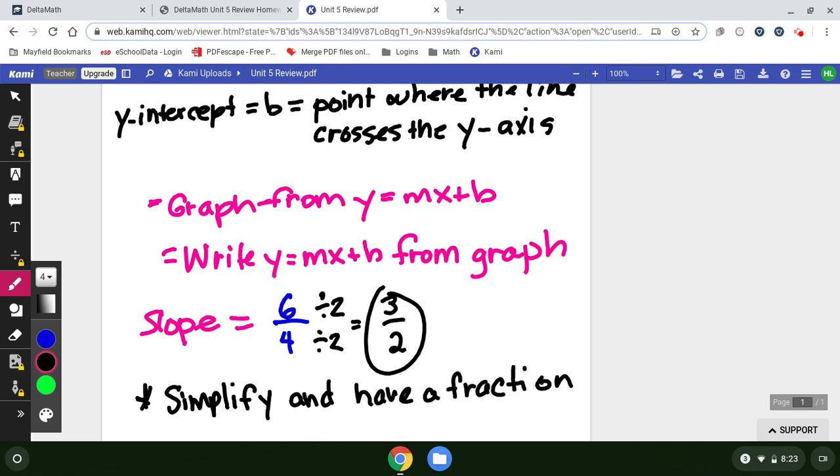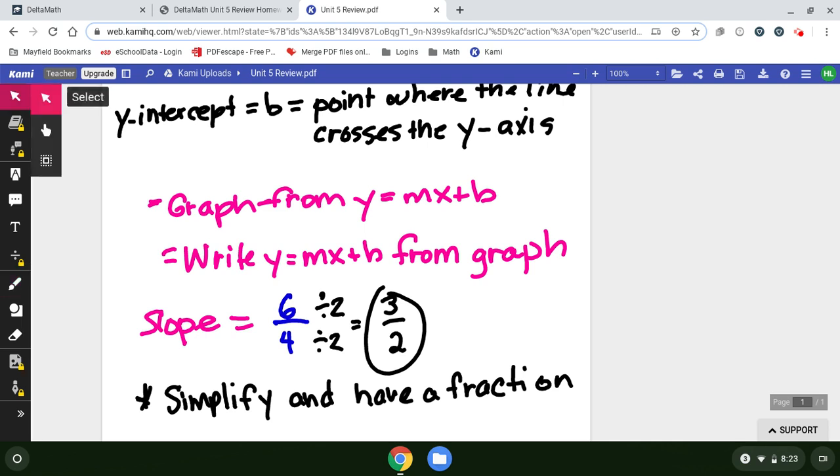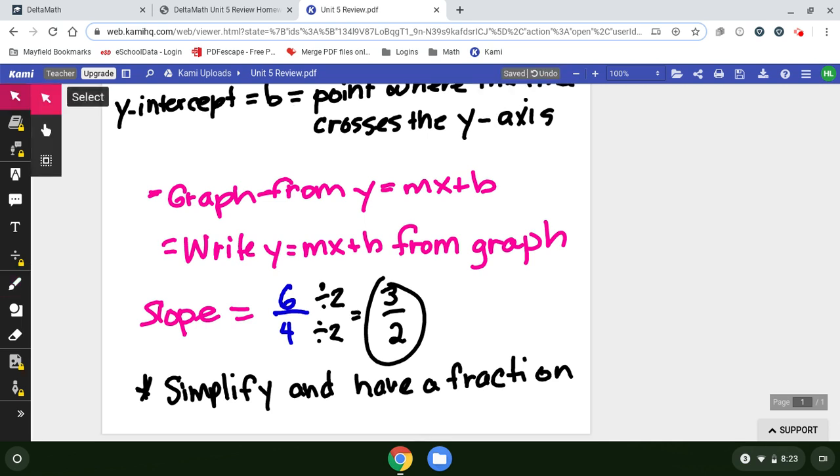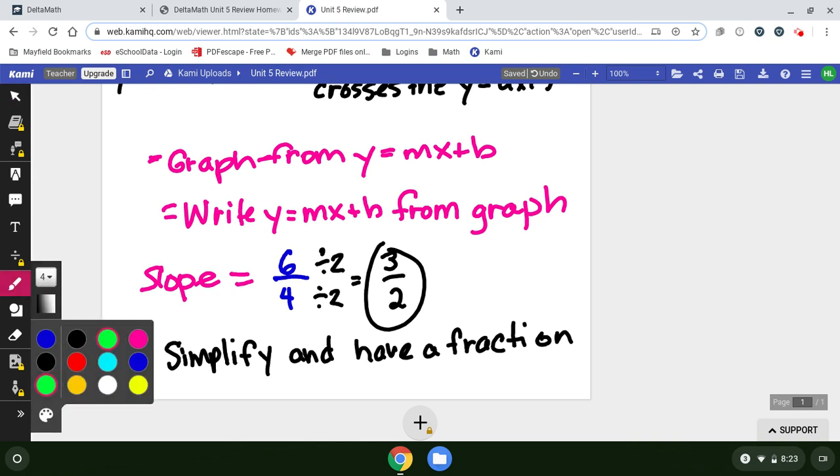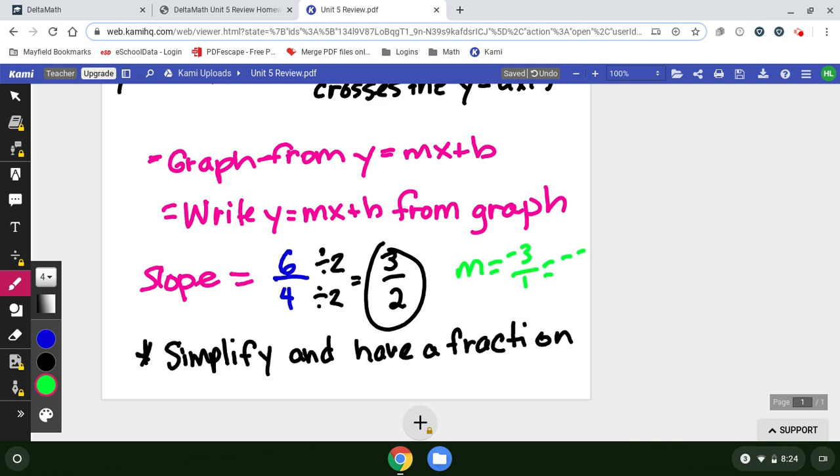Okay? The one exception, I guess, which you would not have a fraction for is if you have a negative. So if you end up with a slope such as, let's say, m is negative 3 over 1, then your answer would just be negative 3, okay, because that can be written as a fraction. All right, so hopefully that clears up a few issues that you had while you were working.